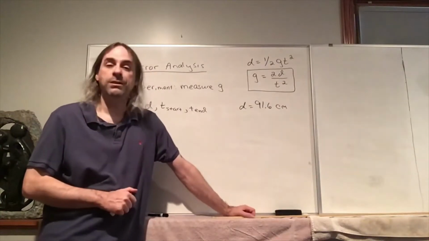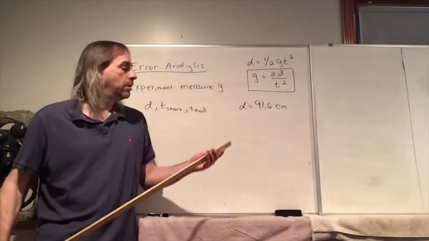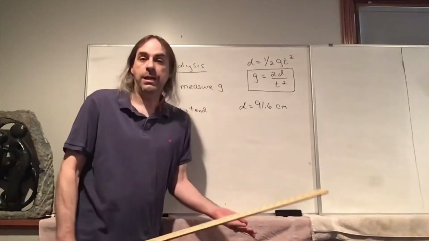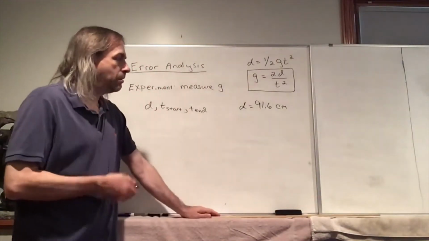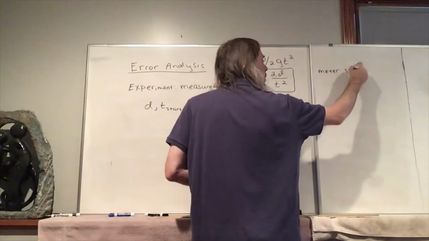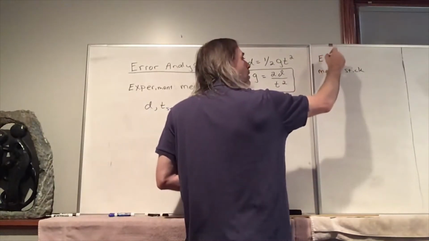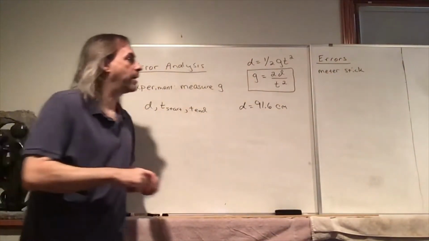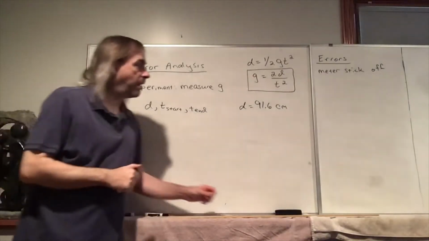So we could make a list of them, but just even something simple like measuring something with a meter stick. First off, this is not really a meter. Remember, the standard meter is defined as a distance that light travels in a very tiny fraction of a second. We're not using that. We're using a meter stick, which, they claim it's a meter. But let's just say the meter stick could be a little off. Meter stick calibration. So the meter stick itself could be not calibrated perfectly. I'll just say meter stick off because I'm running out of room to write. Okay, so that's one error.